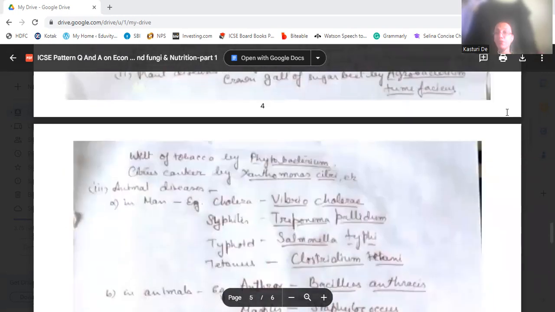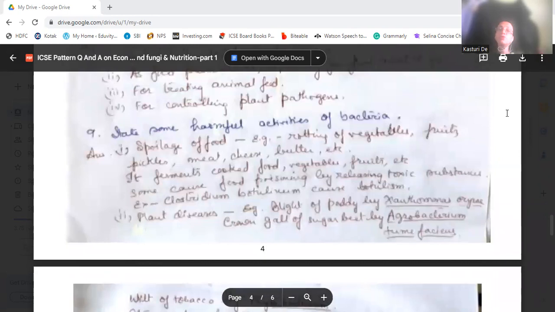Even denitrification. Okay. So first we come to spoilage of food, like rotting of vegetables, fruits, pickles, meat, cheese, butter, etc. So what happens here? The food is fermented. The cooked food, the vegetables or fruits, wheat, they are fermented. Okay. Some cause food poisoning by releasing toxic substances, like Clostridium botulinum that causes botulism.